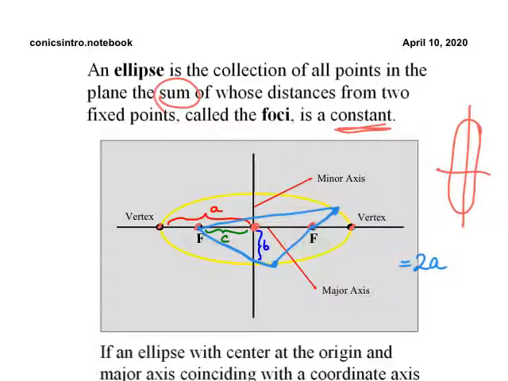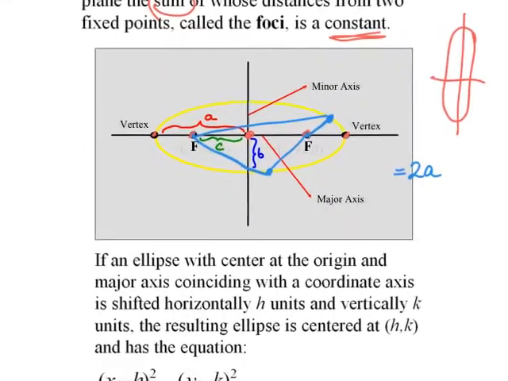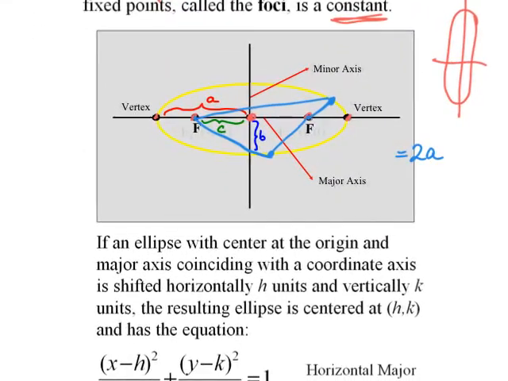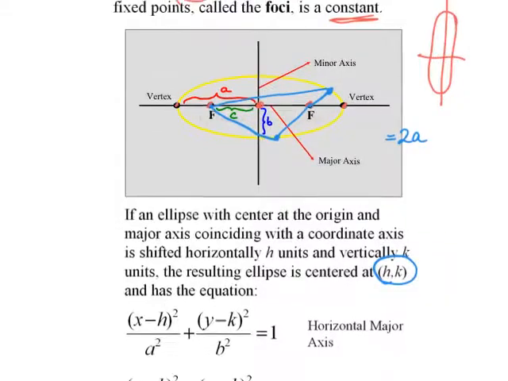All right, now I've made the picture quite messy. Let's continue talking about it. So if an ellipse with center at the origin and major axis coinciding with a coordinate axis is shifted horizontally h and vertically k units, the resulting ellipse is centered at (h, k). So we're going to be able to have a center of an ellipse in our equation when we go to that standard form. And the equation will look like this.